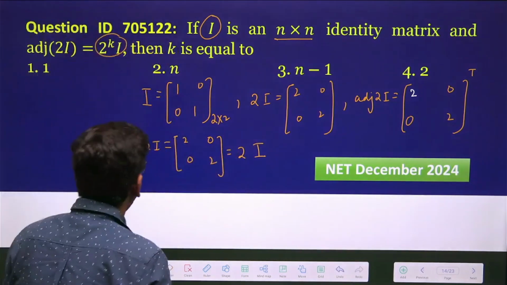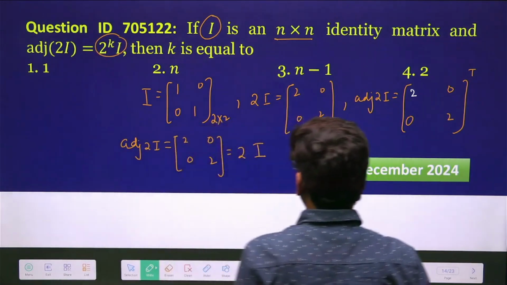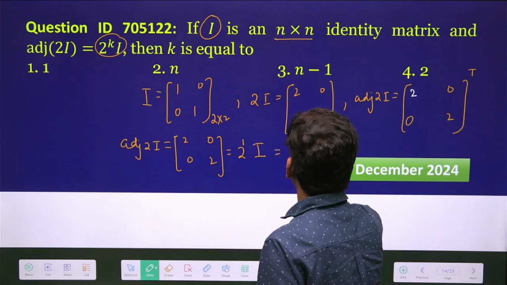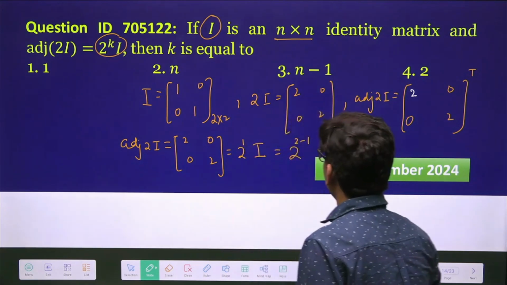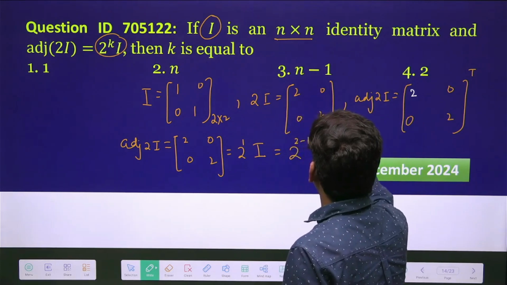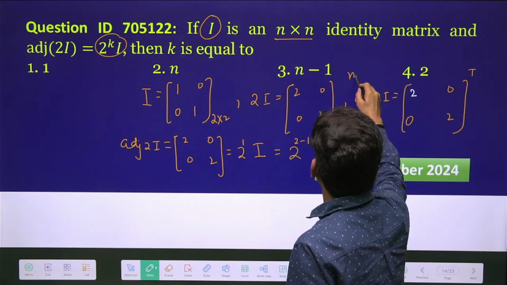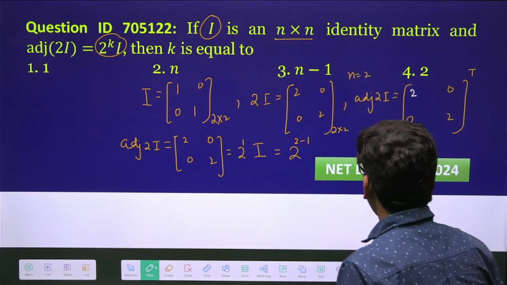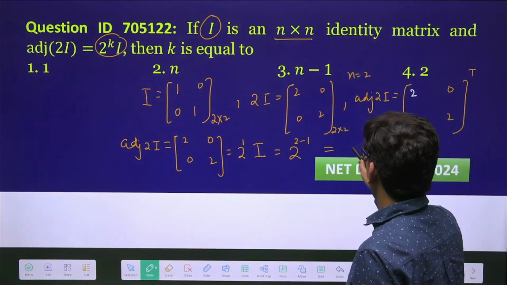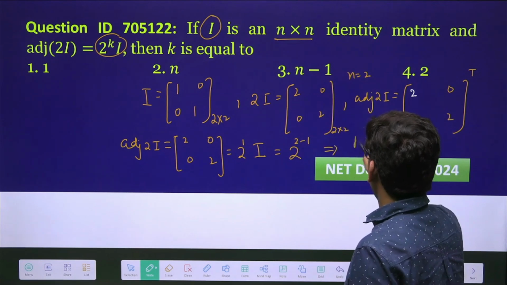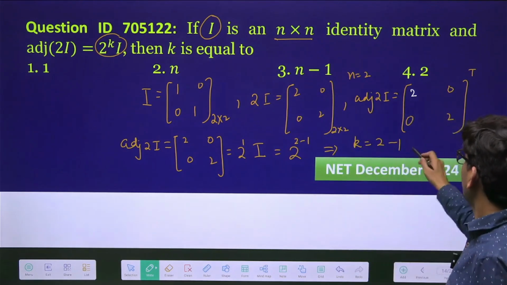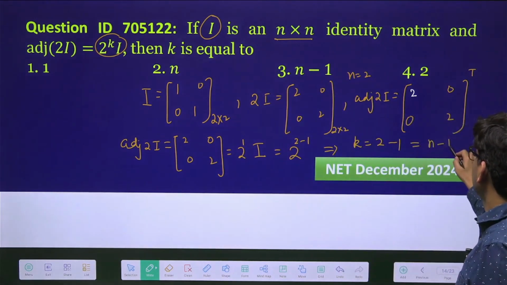And I have to write it like this, 2 to the power k I. Here it is power 1, so I can write 2 to the power 2 minus 1. If you remember, this was my 2 cross 2 matrix, so I have taken n is equal to 2. Correct? So k becomes 2 minus 1 for 2 cross 2. So for n cross n, it will become n minus 1.